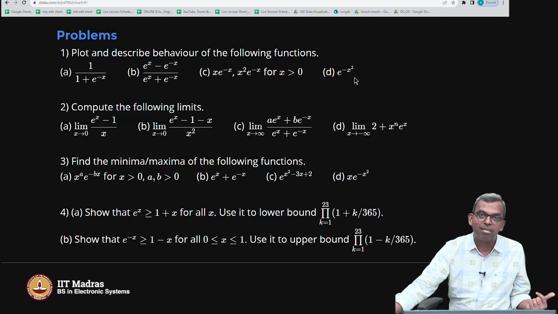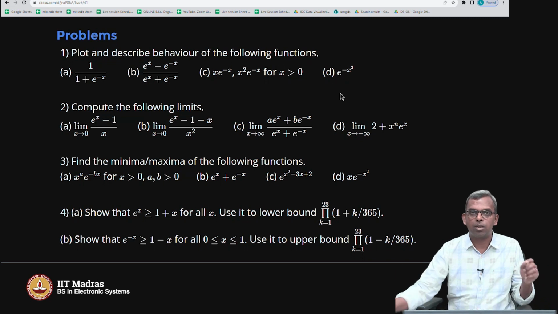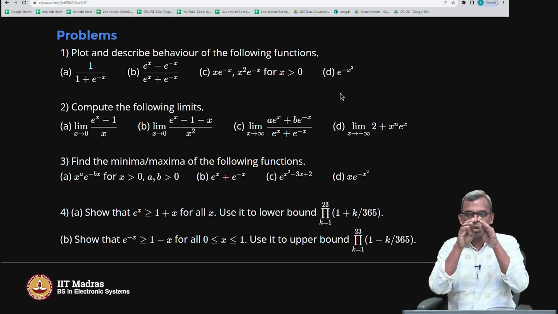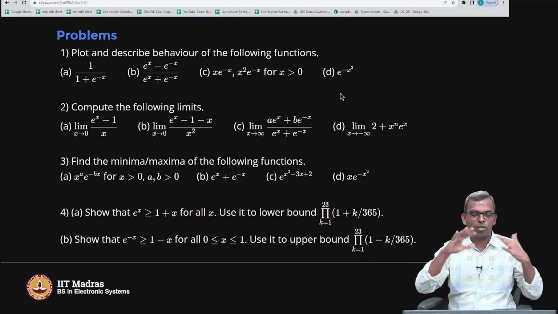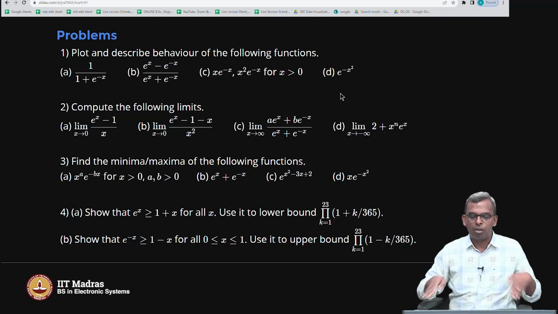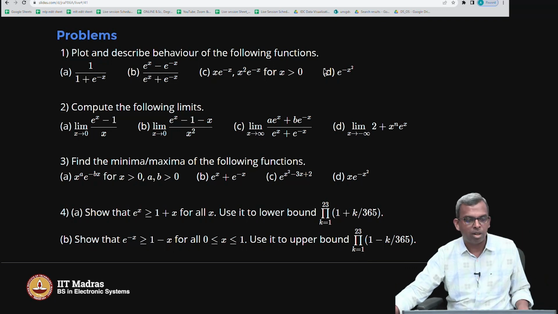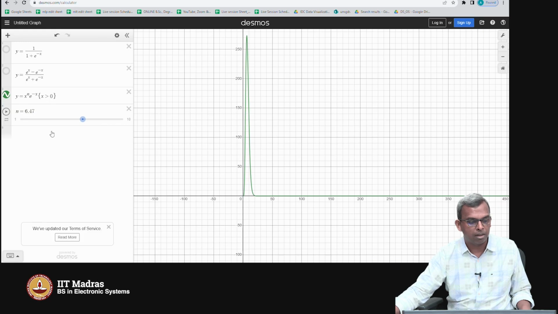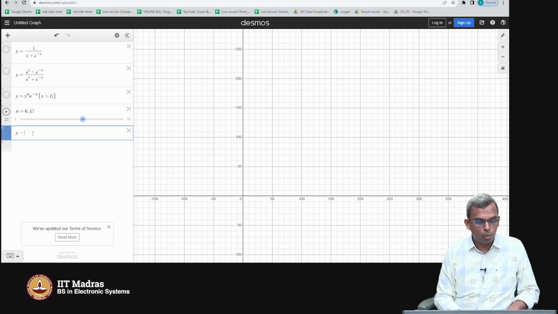Even if x is negative, x squared is positive. So this function e power minus x squared is going to have a peak at 0 and it's going to fall on both sides in a sort of symmetric, nice fashion. It will fall, and in fact you will get this very famous bell shape. Okay, so let's look at this. Let's plot this guy also, and let's just do y equals e power minus x squared.